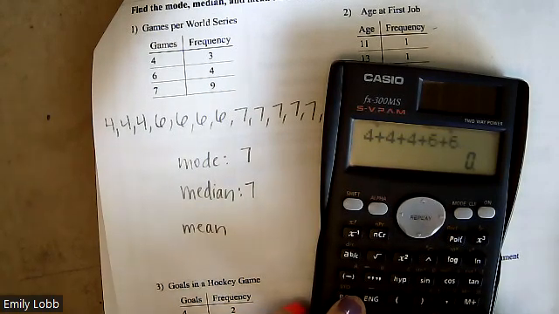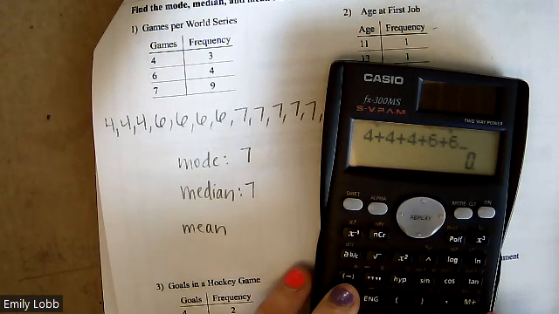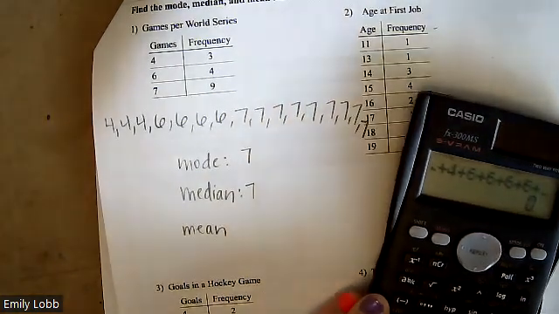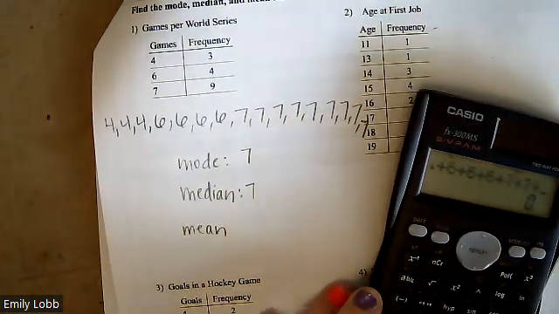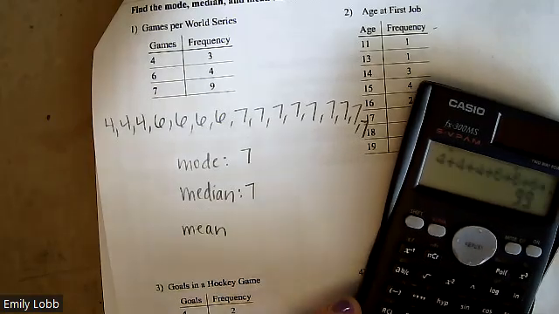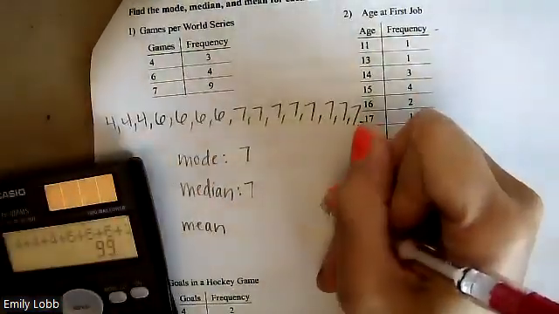I could have said 4 times 3 times 6 times 4. No, plus 6 times 4. I said that wrong. Plus 6 plus, and I need 9 7s. 7, 2, 3, 4, 5, 6, 7, 8, 9 7s. Did you get 99?